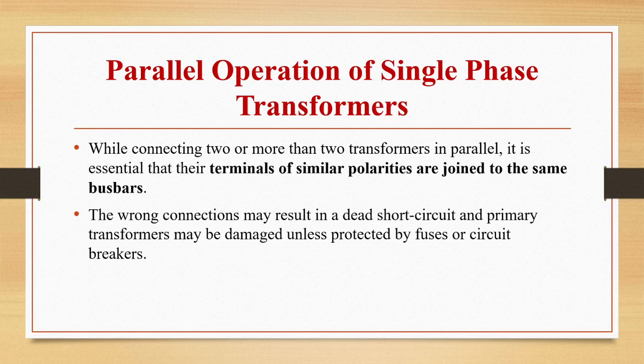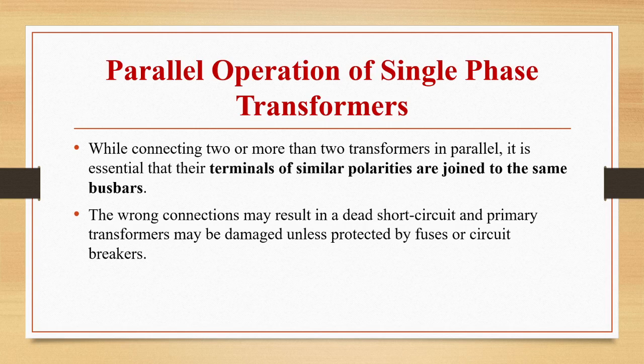So we will see that also now that there are various conditions for the transformers to be connected in parallel. But we have to see that this is very essential that terminals of similar polarities are joined to the same bus bars. Wrong connections will result in a dead short circuit and primary transformers may be damaged unless it is protected by any fuses or circuit breakers.